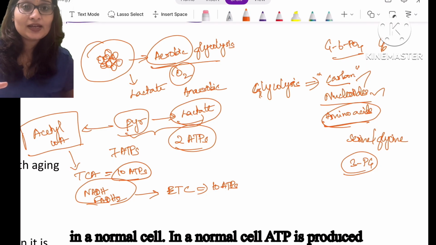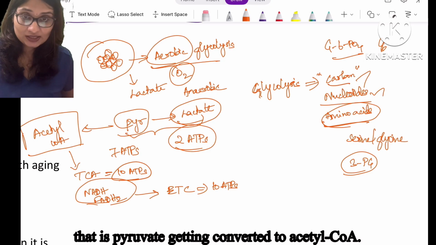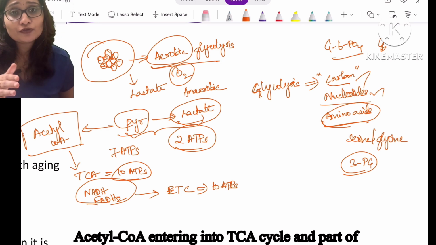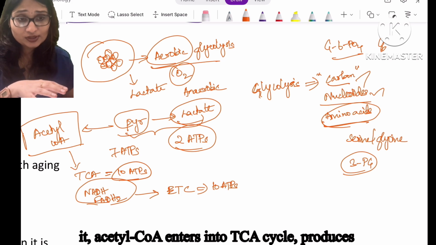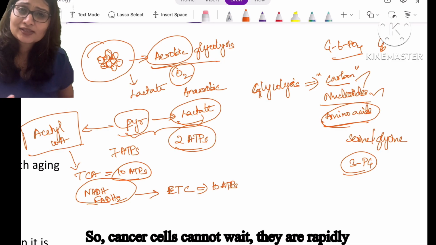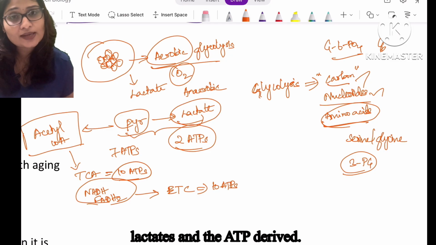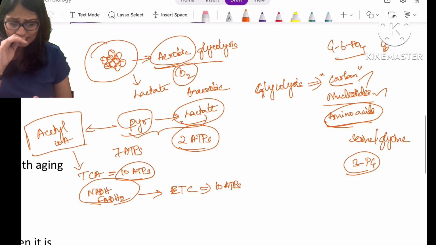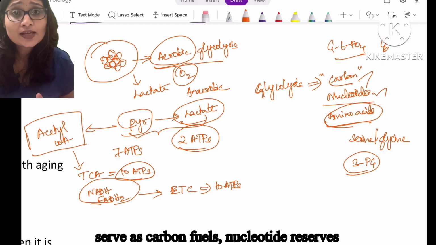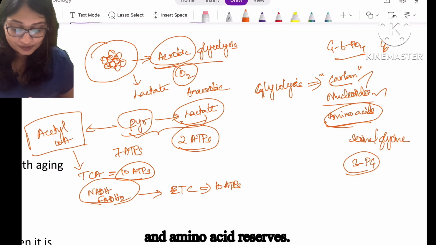In a normal cell, ATP is produced predominantly by oxidative phosphorylation, that is, pyruvate getting converted to acetyl CoA, acetyl CoA entering the TCA cycle, which produces reducing equivalents, which then enter the ETC and produce energy. So cancer cells cannot wait, they are rapidly proliferating, right? So they depend on pyruvate to lactate conversion and the ATP derived. And all the glycolytic intermediates serve as carbon fuels, nucleotide reserves, and amino acid reserves.